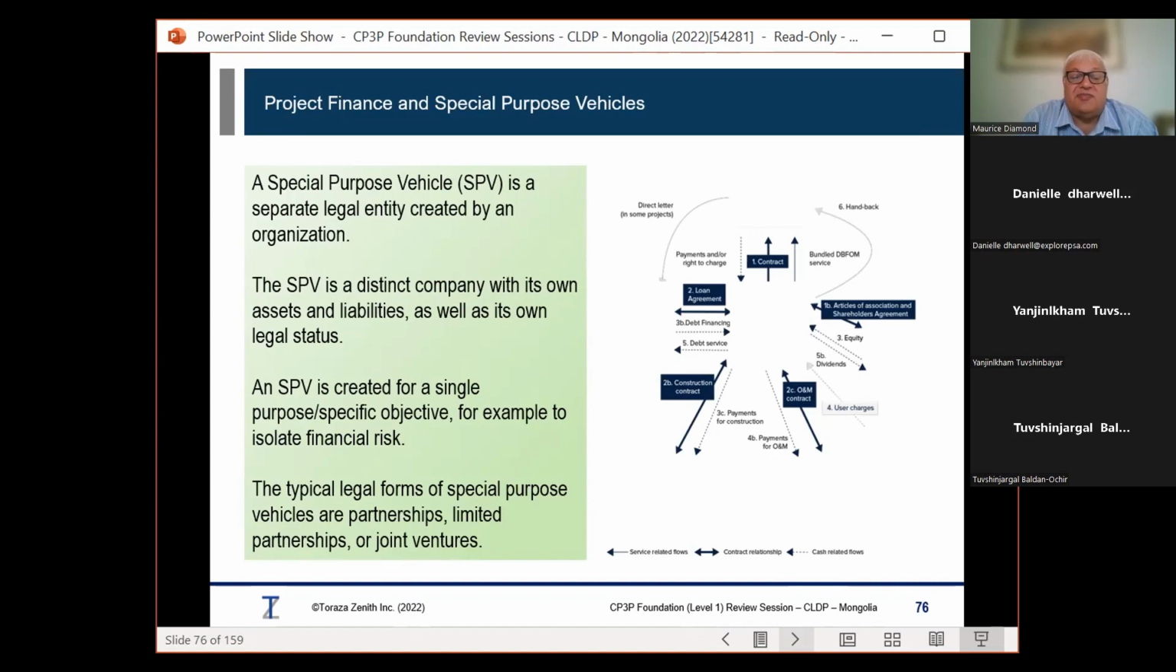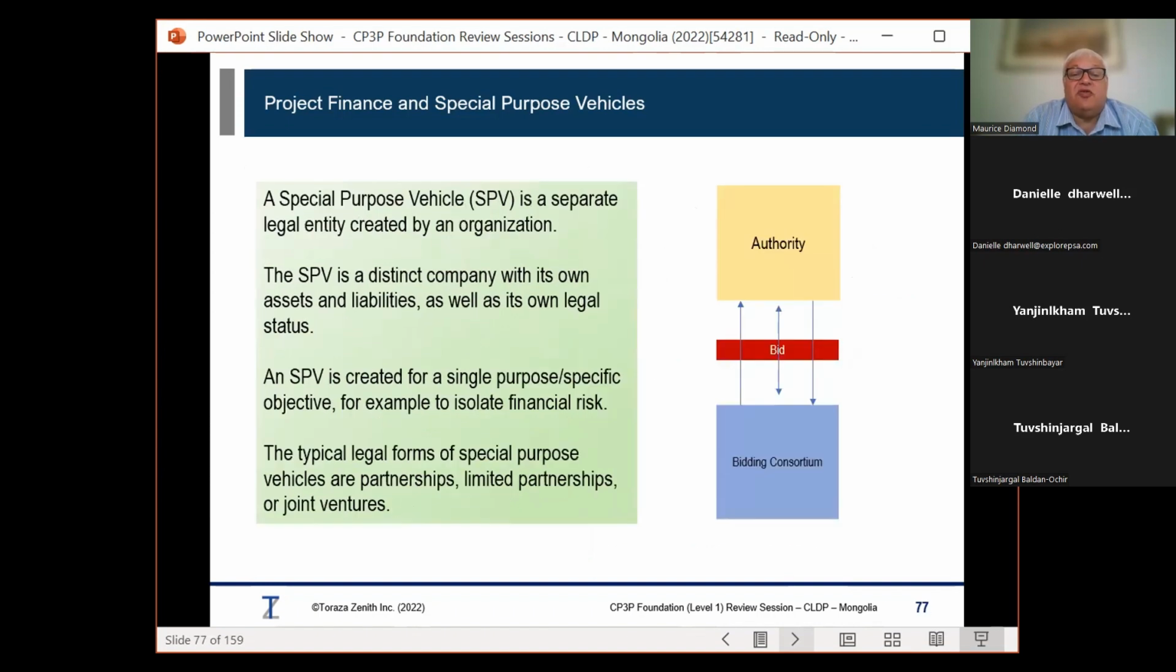So this SPV is really important, really critical and core to what we're trying to do here. So first of all, we have the authority, the bid, and the bidding consortium. We mentioned this before. And remember, the typical legal forms of special purpose vehicles are partnerships, limited partnerships, or joint ventures. Very important question.